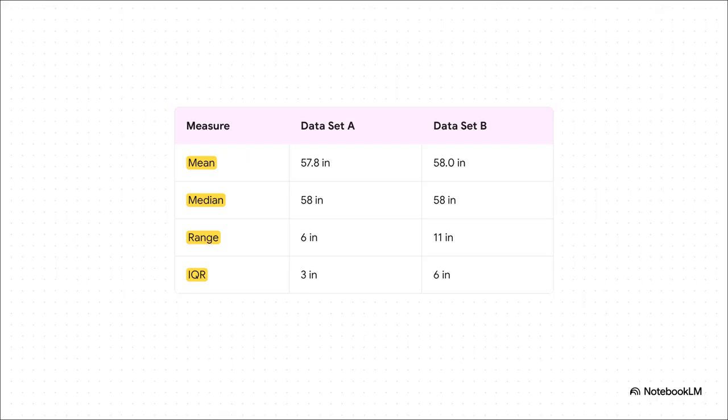Okay, look closely at this data. This is where it gets so interesting. Check out the mean and the median for both classes. They're pretty much identical, 58 inches. Now, if you were only looking at the average, you might say, these classes are basically the same. But if you stopped there, you would miss the entire story. The real truth is hiding somewhere else.